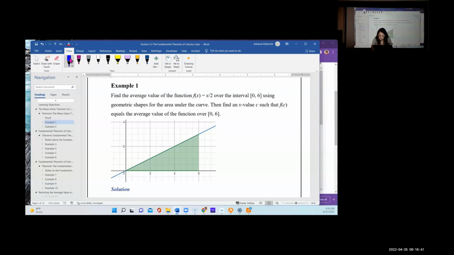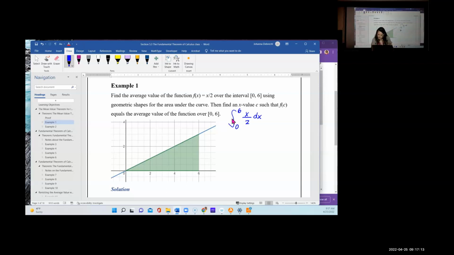Remember, the area under the curve can be written as the definite integral from 0 to 6 of the function x over 2 with respect to x. This is the definite integral notation, which represents the area between the curve x over 2 and the x-axis from x equals 0 to x equals 6.